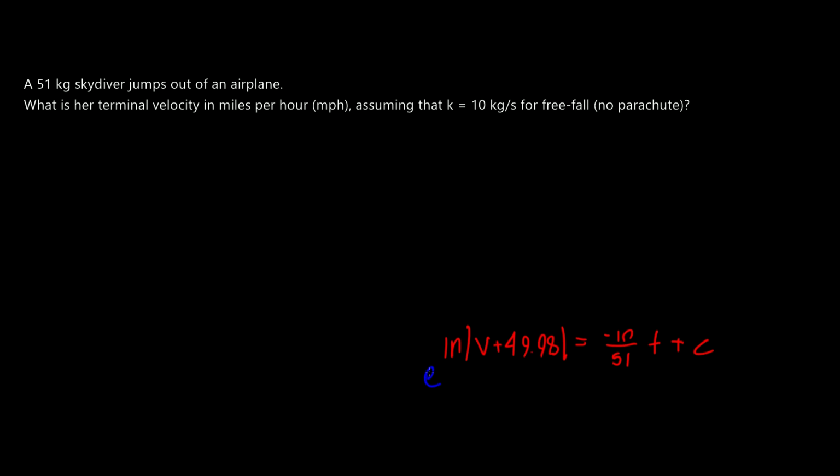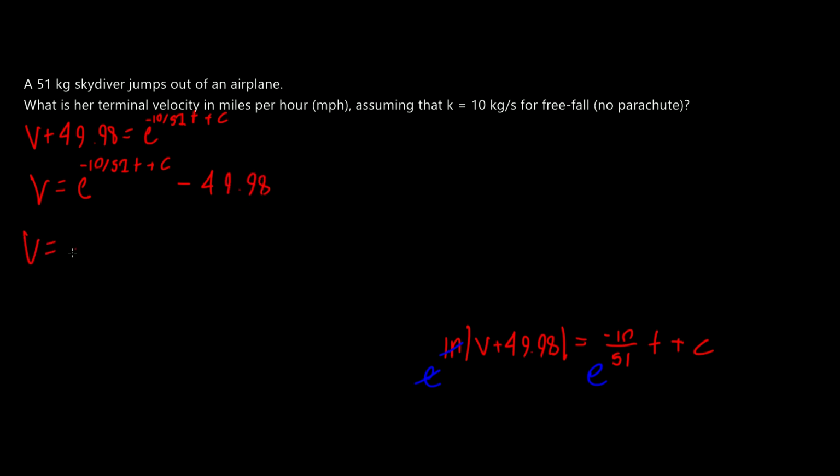So at this point we can exponentiate with e, and as we have done many times, we know that the e will cancel with the natural log. Then we're going to be left with v plus 49.98 equaling e to the power of negative 10 over 51 t plus c. Next, I'm just going to move the 49.98 over to the right, so v will equal e to the power of negative 10 over 51 t plus c, and then minus 49.98.